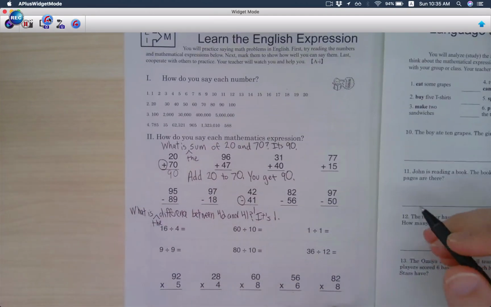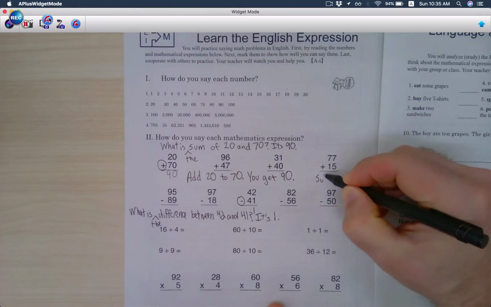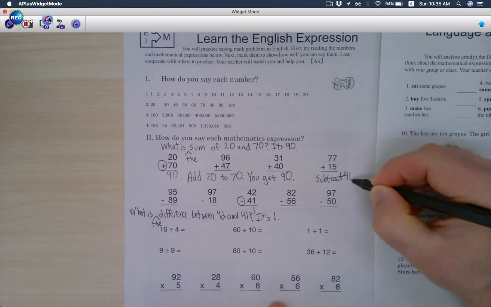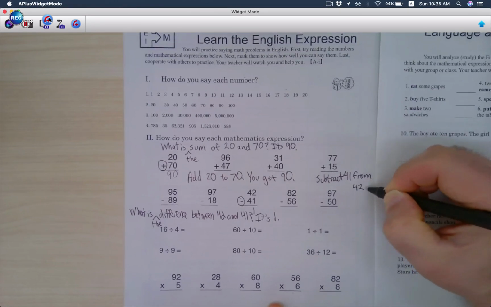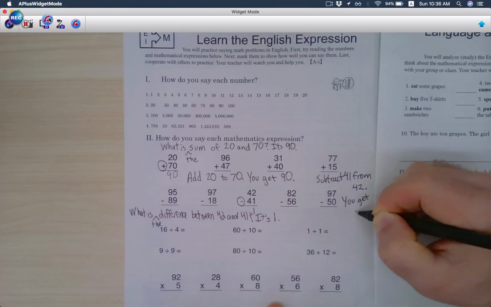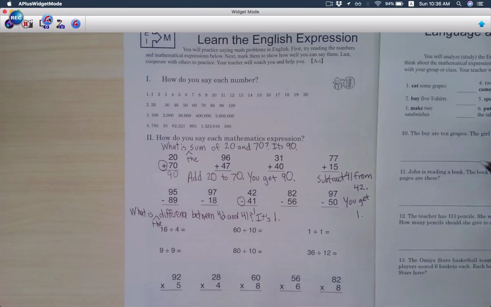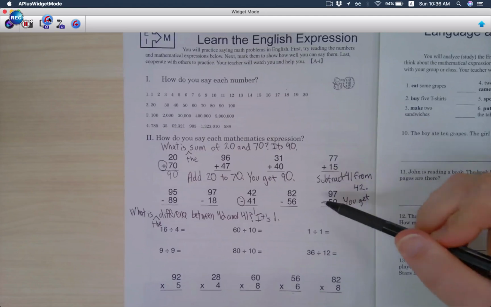We can also use the word subtract. Subtract 41 from 42. You get 1. So now we have 3 ways of expressing addition and subtraction.